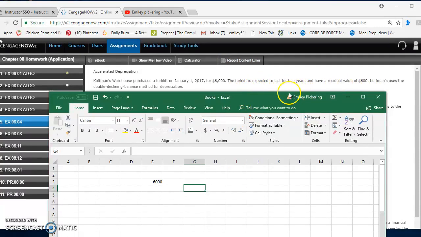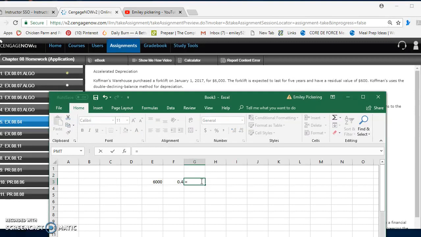So it's expected to last for 5 years. If it's expected to last for 5 years, we can assume that we're depreciating at 20% per year, because if we depreciate at 20% per year for 5 years, that equals 100%. Okay, so that's using the straight line method. Well, we're going to double that percentage. So if in straight line it's 20%, I'm going to take that 20% and double it. So I'm depreciating at 40% per year.